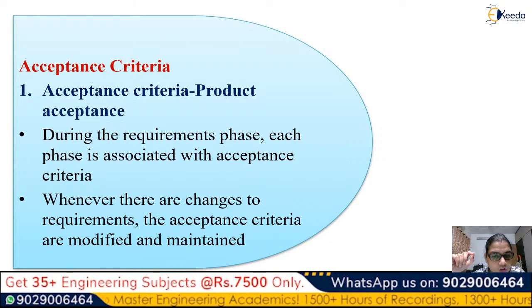Whenever there are changes to requirements, the acceptance criteria are modified and maintained. So they need proper documentation. They need to be alert that whenever there is even a small change in your requirement, the entire thing changes. As mentioned earlier, the requirement phase is associated with acceptance criteria. So that means I've accepted what I wanted.